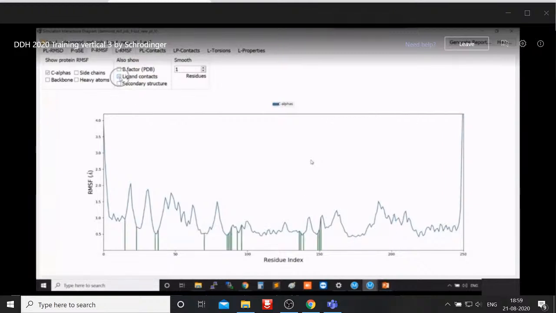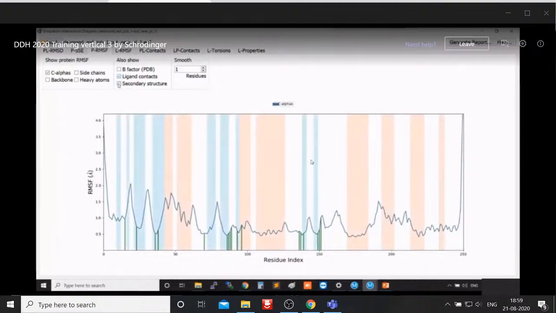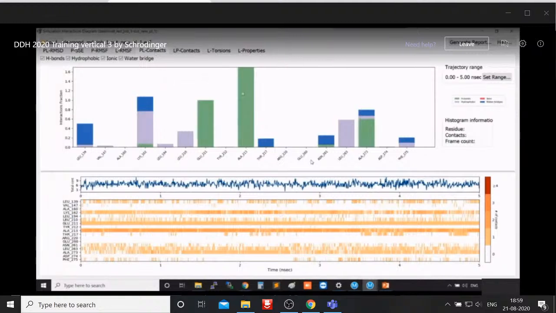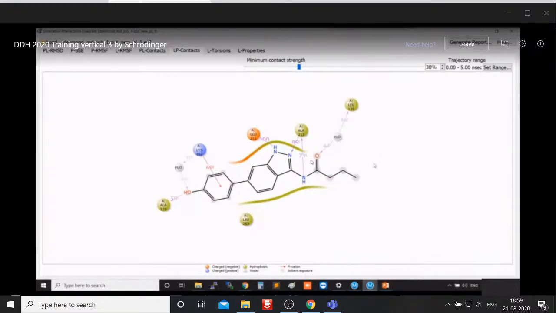Then you can have information for ligand contact. You can have information for secondary structure elements. So in this way, there are many other options also present if you want to analyze critically. Then the same thing is applicable for the ligand molecule also. Here you can see which atom fluctuations, as I explained before. Then there is an option for PL contact, which is protein-ligand contact. These are the various things which you can analyze on a contact basis. Then you will have this 2D interaction diagram with the percentage given for each interaction. That also you can use.